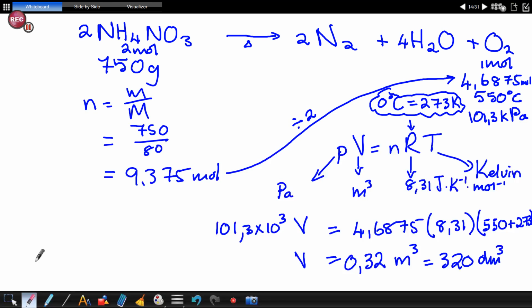There are 1,000 cubic decimeters in 1 cubic meter. The 101.3 kilopascals is the pressure at which this gas is formed. It is atmospheric pressure, which is 1 atmosphere.